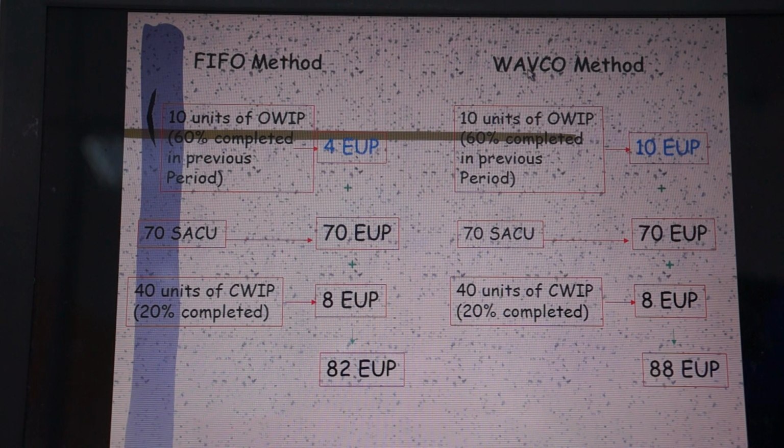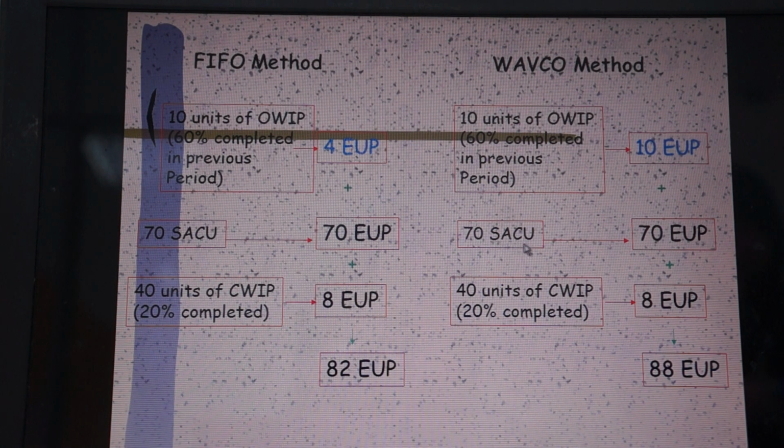For the weighted average cost method, with the same example, 10 units of opening work in progress, 60% completed in the previous period, but if you see here, 10 equivalent unit production is calculated. Why? Because in the weighted average method, we ignore the opening work in progress status, and we ignore all the percentage status prior to the process.